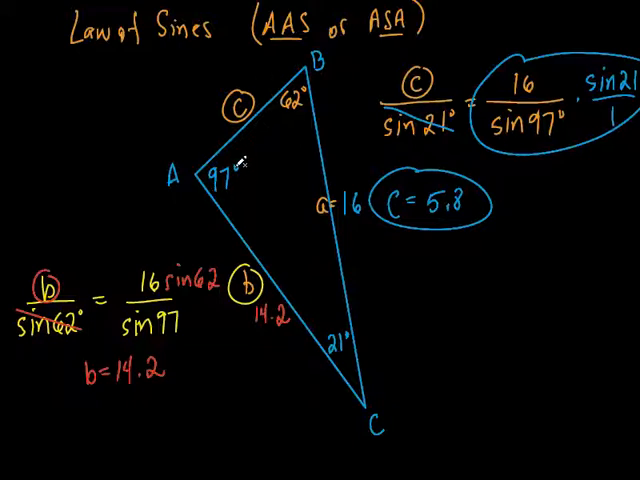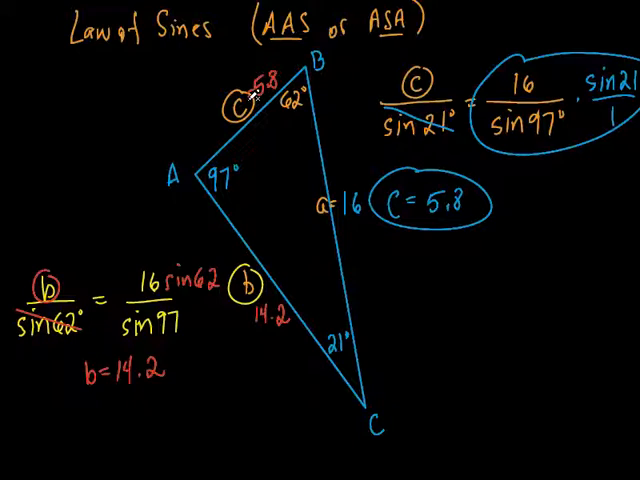So what's the biggest angle here? 97. So what should be the biggest side? 16, right? By the way, what was C? It was 5.8. So 16, is that the biggest side out of these three? Absolutely. That's 16, that's 14.2, that's 5.8. Which one's the smallest angle? 21, right? So what's the smallest side? 5.8. So does it kind of make sense?